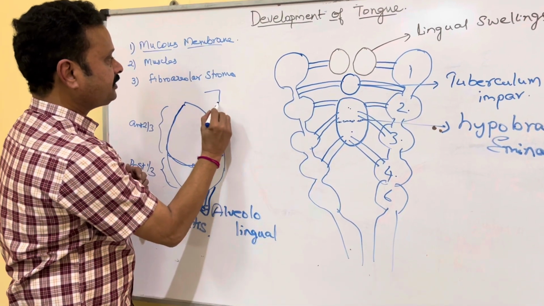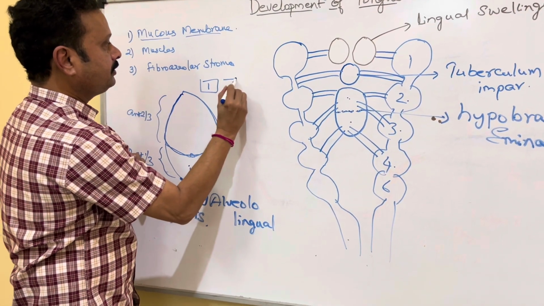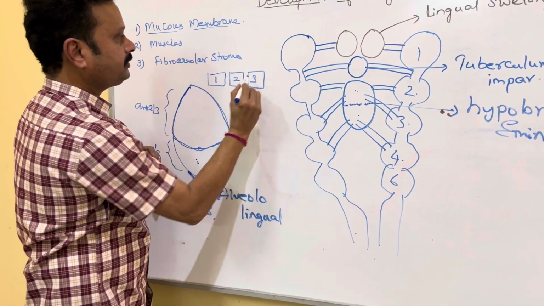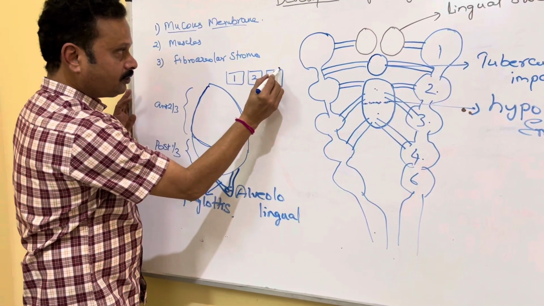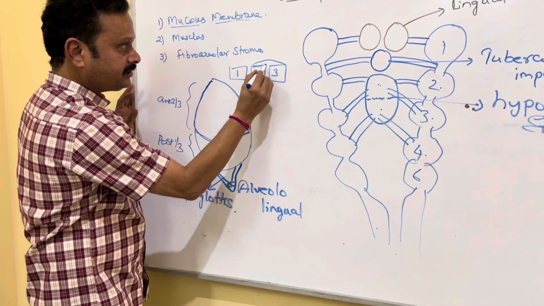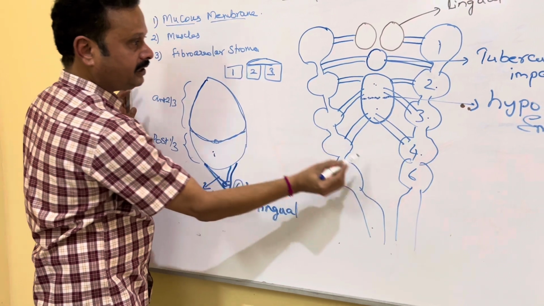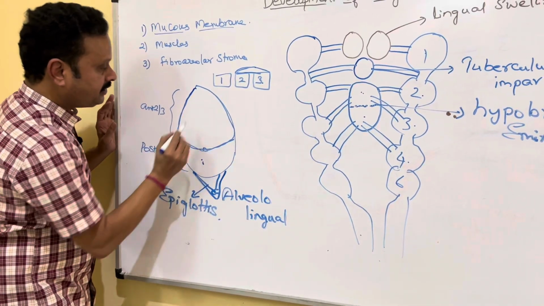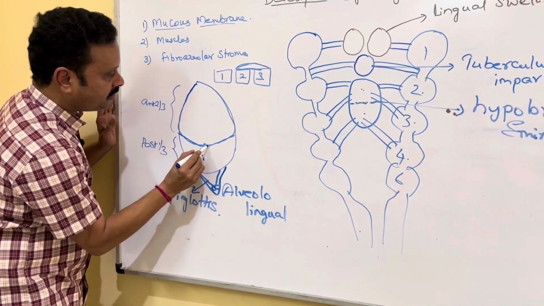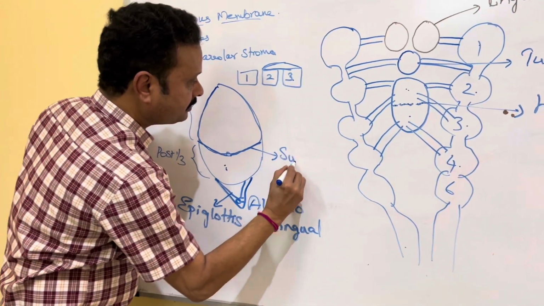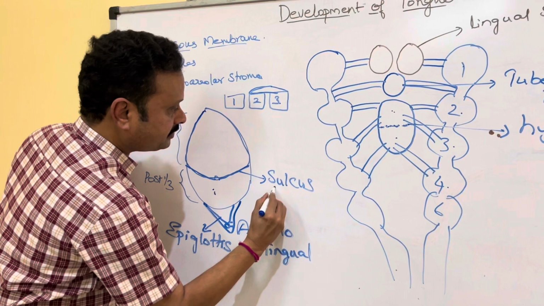Suppose this is the first arch, this is the second arch, this one is the third arch. This third arch overgrows over the second arch like this, and gives rise to this V-shaped sulcus, which is called the sulcus terminalis.